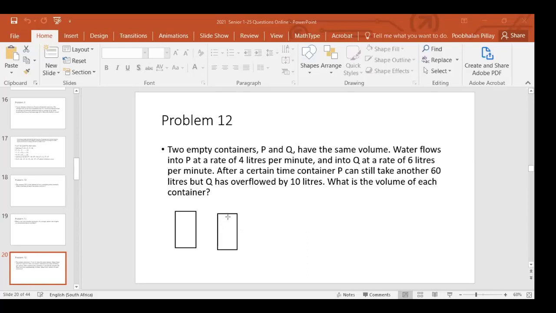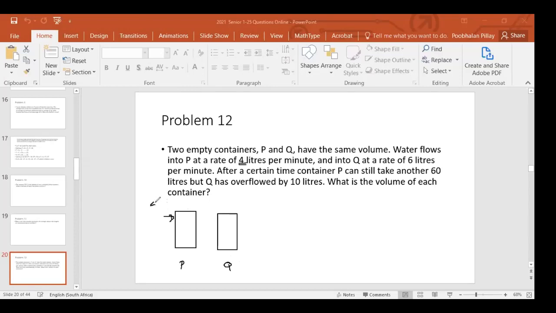All right, they got the same volume. Water flows into P at a rate of 4 liters per minute. So you've got water flowing into this. We'll call this container P, container Q, and you have water which is flowing into this. And it flows into this at the rate of 4 liters per minute.